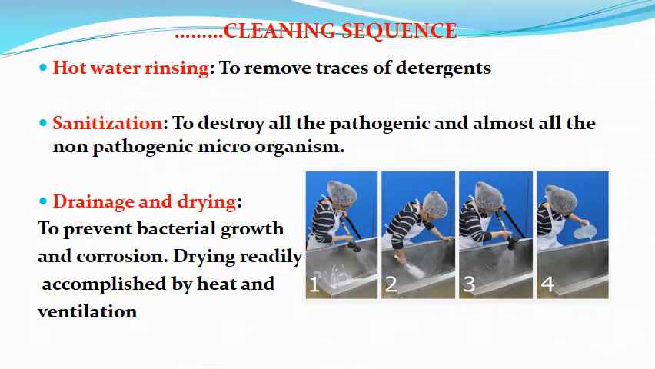Now, in continuation about the cleaning sequence. Previously we used warm water with detergent. Now hot water rinsing will help to remove the detergent. Detergent was already used for removing the soil; now the hot water is used to remove all the dirt and detergent. Then next is sanitization. This is to destroy all the pathogenic and almost all the non-pathogenic microorganisms. Either we can use steam, hot water or chemicals as we have discussed earlier. And then the final step is drainage and drying. Here all the leftover water should be removed, and particularly in case of a container, it should be fully dried to prevent bacterial growth and corrosion. Drying is readily accomplished by heat and ventilation. Unless it is fully dried, some water will remain, some microbes will remain, and they will grow. So drainage and drying is very important for the success of sanitation.